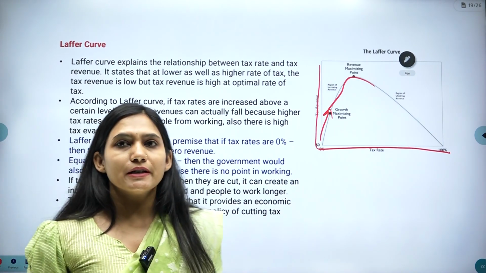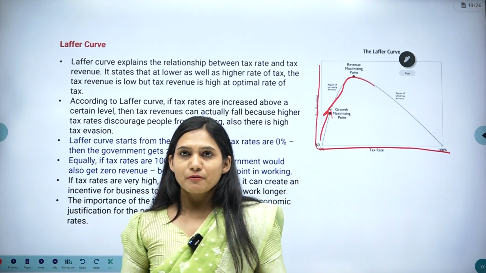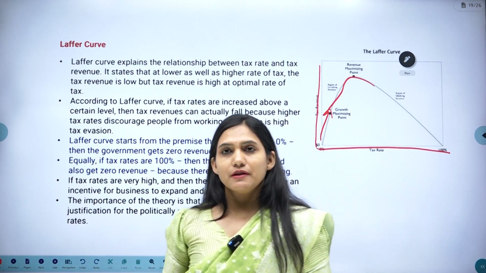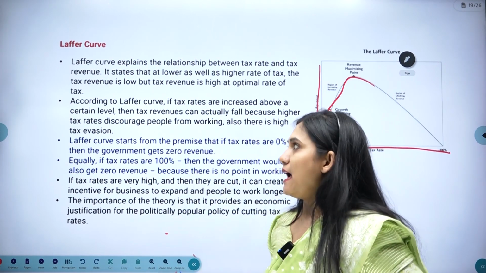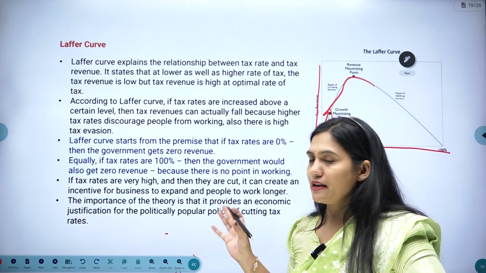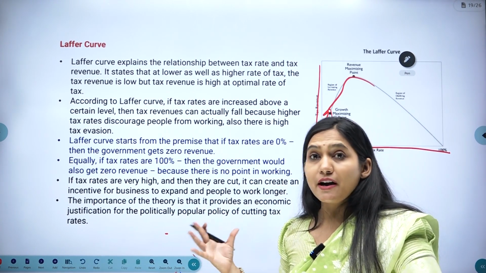So all these four curves are very, very important from the exam point of view. I hope you have understood all the concepts, and when you learn other concepts in the economics syllabus, you can gradually interlink them with current affairs also.